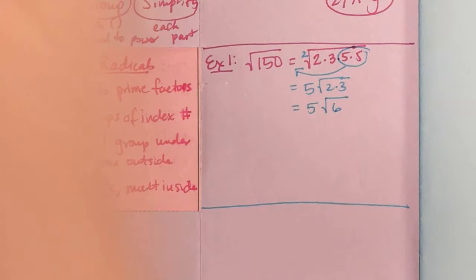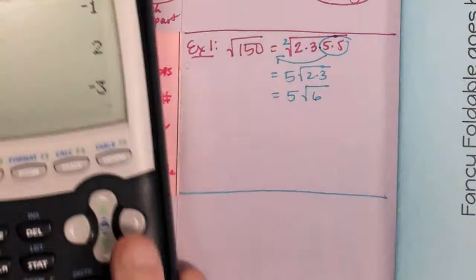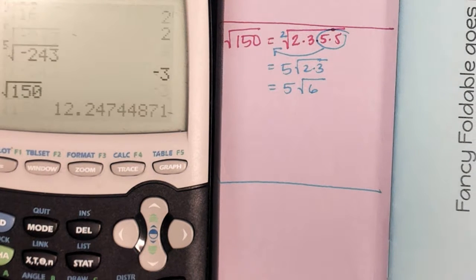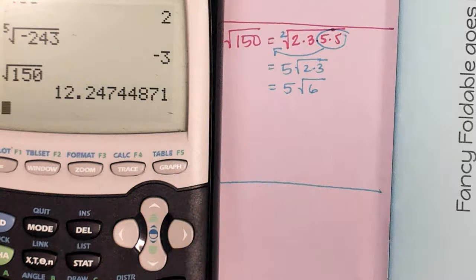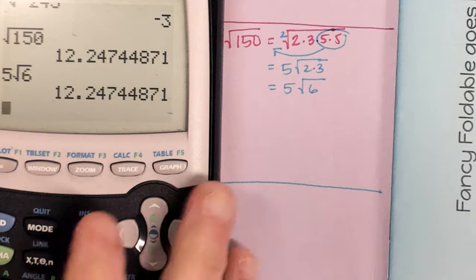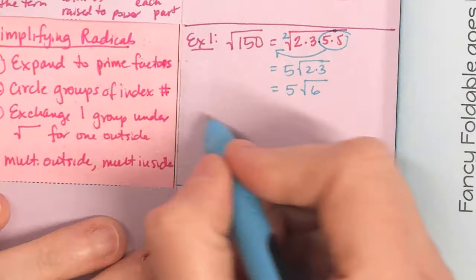I can confirm that that's right by sticking them both in the calculator. Okay? So the square root of 150 is that garbage, and 5 square root of 6 is the same garbage. Yay, I did it right. Okay? Here's a second example.